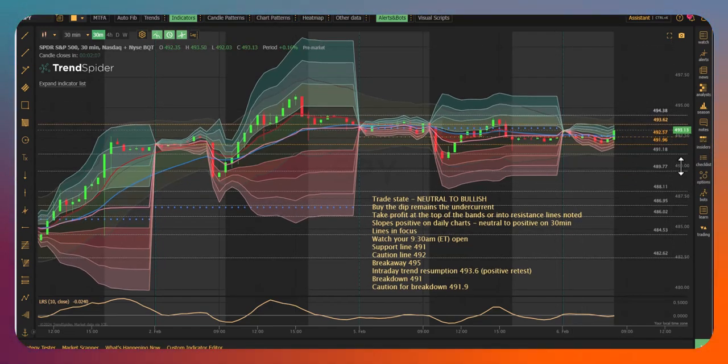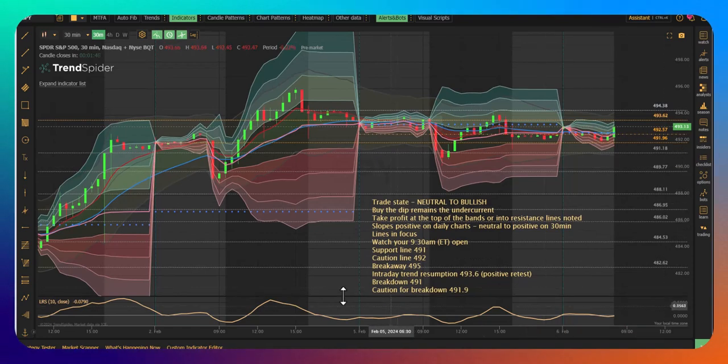I'm sort of melding everything together. Feedback has been, hey, I get a little confused about what to look at. Help me understand what's going on. So I pulled everything into TrendSpider, and I'm pretty sure it's going to be a nice way for us to look. Okay, so our trade state is neutral to bullish overall.